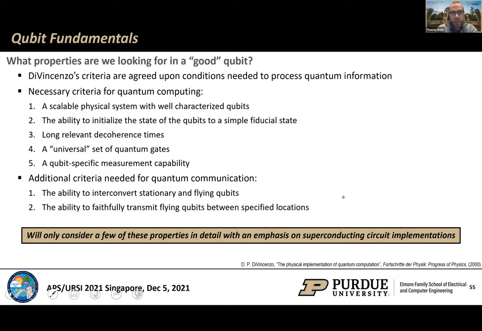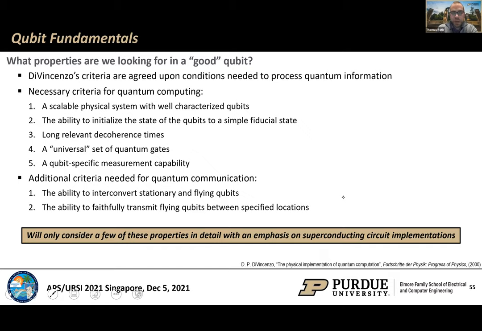So the first criteria of interest for quantum computing is that we need to have a scalable physical system with a well-characterized qubit. Well-characterized qubit in this instance means that we need to have a good physical model for the system. So we need to understand it very well. We need to know what states it can exist in, how it can transition between different types of states, and how it interacts with different physical systems. If we don't have that solid understanding of the system that we're working with, it's more or less hopeless to successfully use it as a qubit because we just don't know what we're doing.